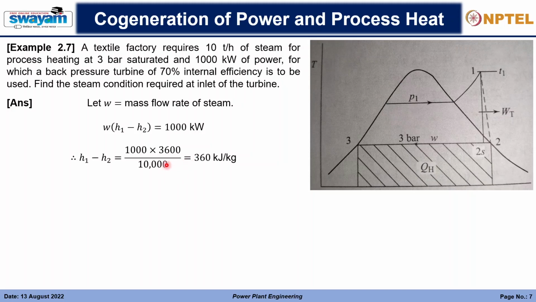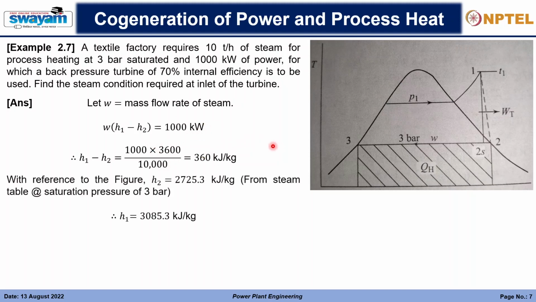So we'll convert it into seconds, and because watt is joule per second, we'll do this unit conversion. Next we will use the steam table to get the saturated steam condition at point 2. So H2 we will derive from this 3 bar condition, so that will be Hg. H2 will be 2725.3 from the steam table, hence we will put it in here and we will get H1.